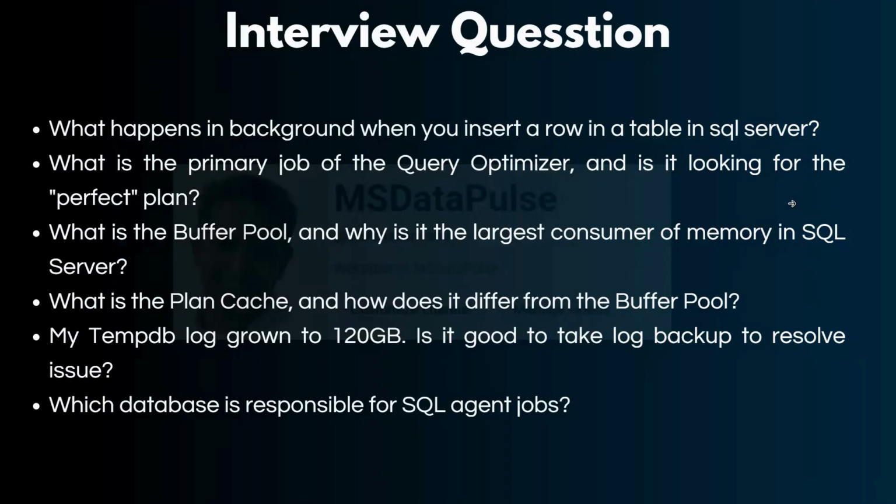It will be sent to the command parser, and this command parser will check for syntax and semantic errors. After that, this will be sent to the query optimizer, and the query optimizer will check if there is already a plan in the plan cache. If there is no plan, it will create multiple plans and choose the optimal plan based on the system resources and IO cost. After that, this plan will be sent to the query executor.